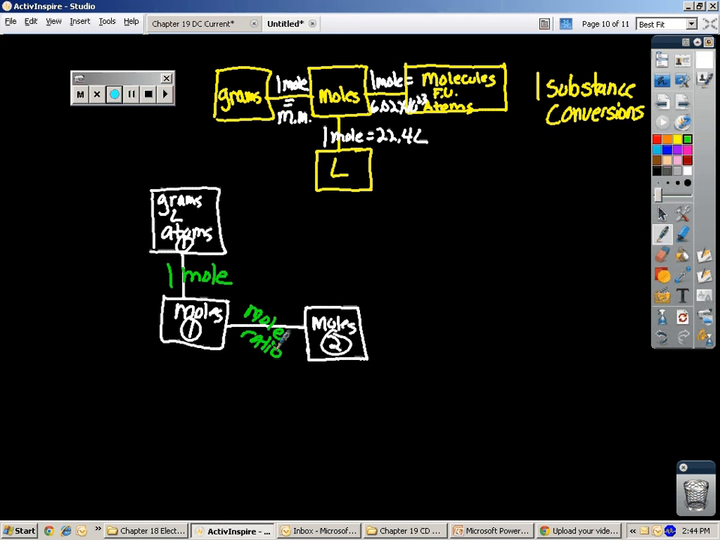So we can convert it from grams, liters, or atoms to moles of one substance. Then we convert it from one substance to a second substance. And once you've converted it there, you can now convert it back to grams, liters, or moles of your second substance. And again, everything in this step is going to be equal to 1 mole.